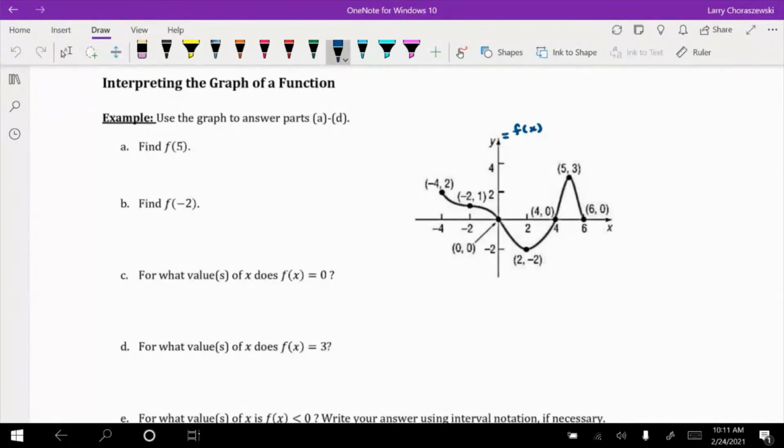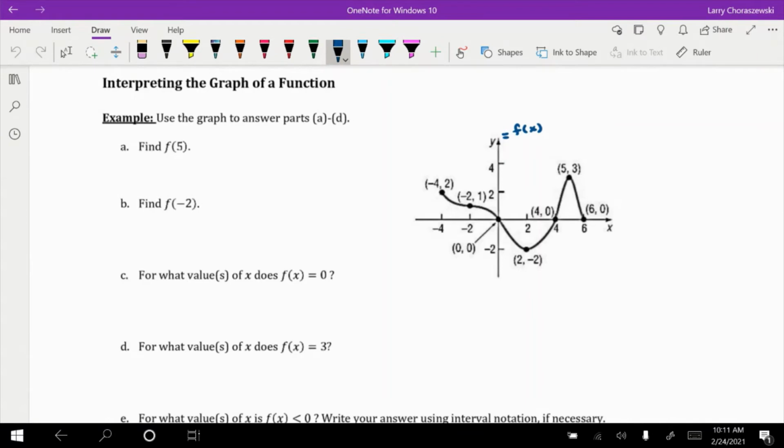And that's definitely helpful for things like parts A through D. Let's start with part A. Now, part A wants us to find f of 5. Here we don't have an equation to plug 5 into, but we do have the graph of a function that would correspond to whatever equation it is. And that actually doesn't stop us from answering something like f of 5.